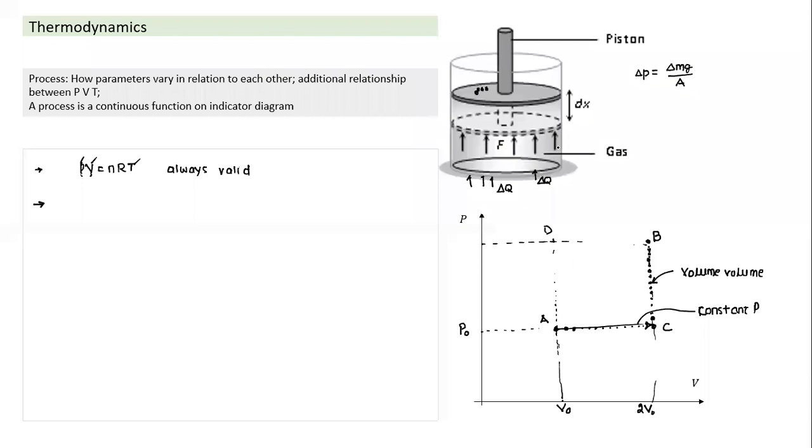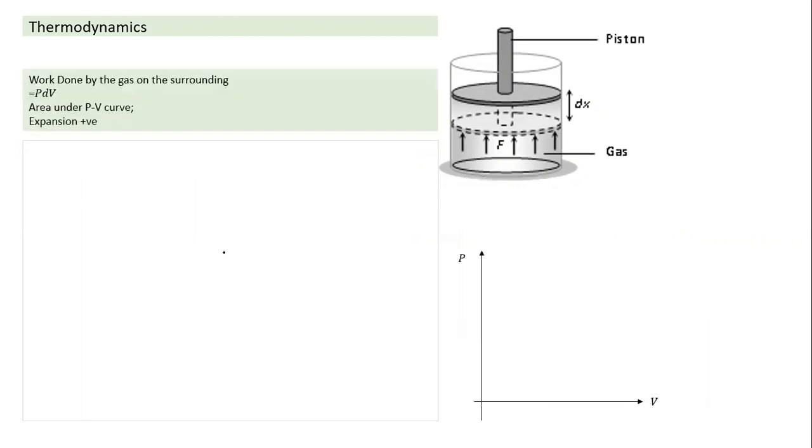So my purpose of explaining all these things is two or three things here. We have to first understand what a process means. Process is how parameters vary in relation to each other, and that is in addition to the normal ideal gas equation. And once we have defined a process in the form of a mathematical equation, any process can be plotted on an indicator diagram. We will look at some additional processes as we go along. One more equation gives a unique relationship between any two parameters. There are three parameters here, so when we plot an indicator diagram, we can have three different combinations: a PV diagram, a PT diagram, and a VT diagram. Those are called indicator diagrams, right?